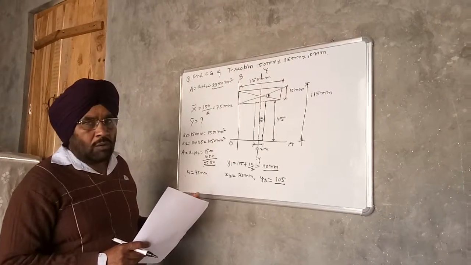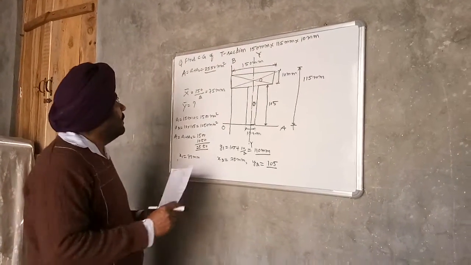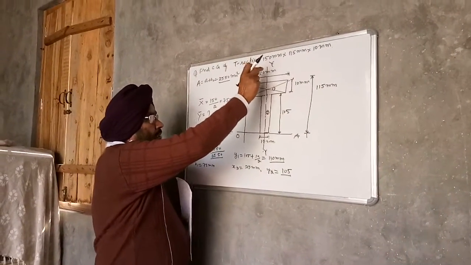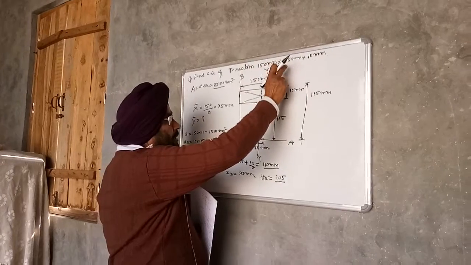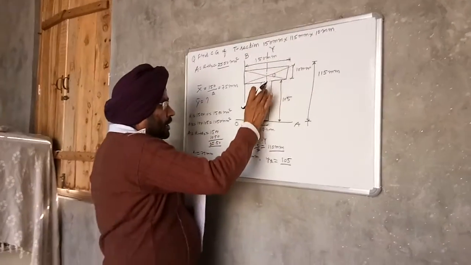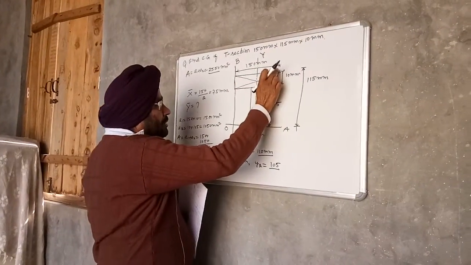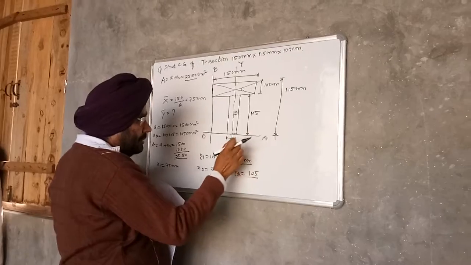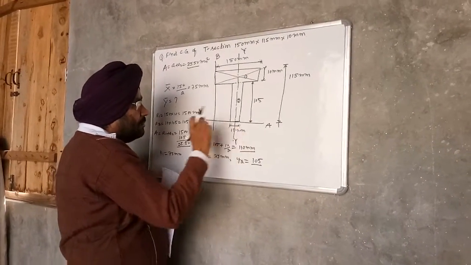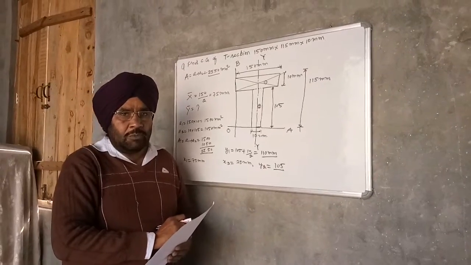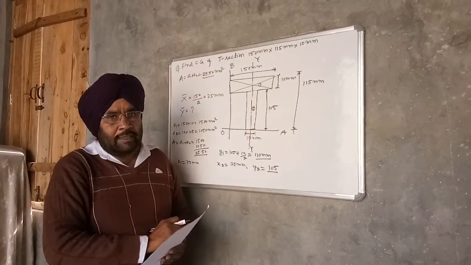So the numerical problem in this chapter is: find the center of gravity of the T section. The dimensions are 150 millimeter into 115 millimeter into 10 millimeter. So this is the T section, and this is 150 millimeter and this is 115 millimeter, and the thickness of the section is 10 millimeter.